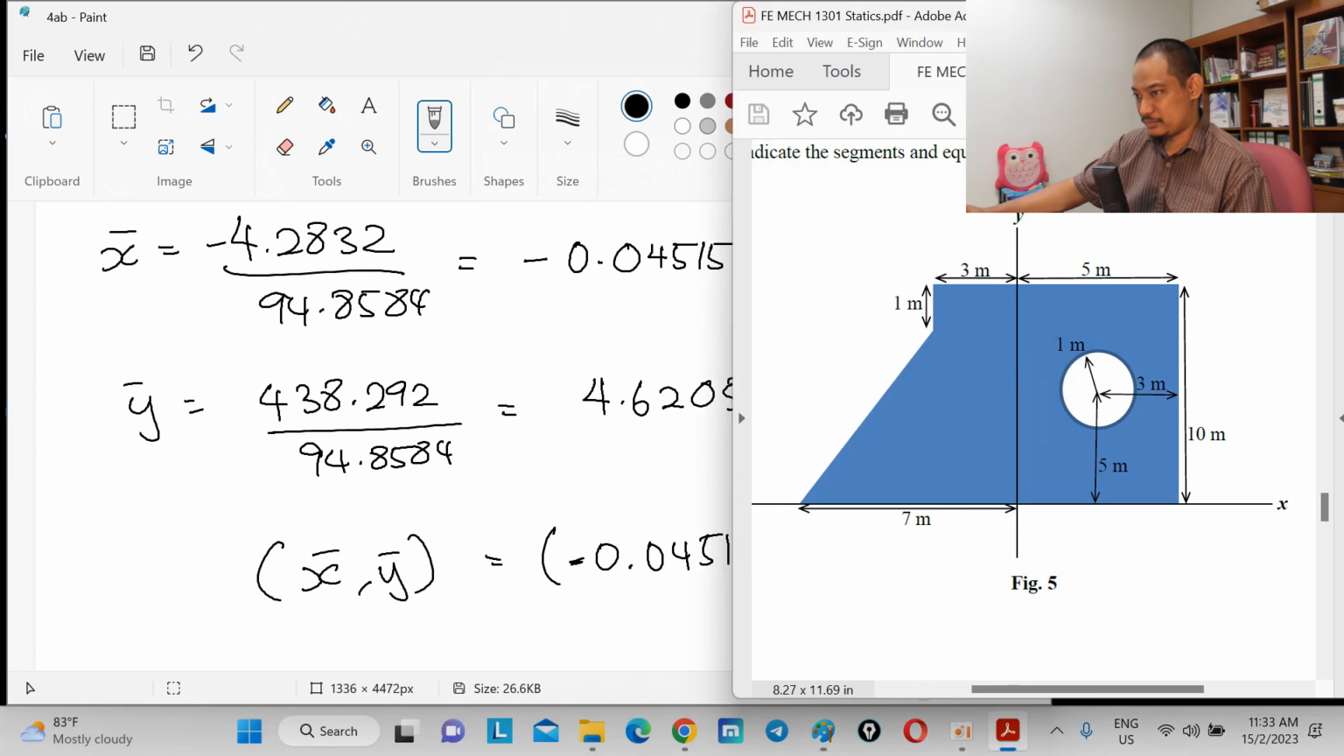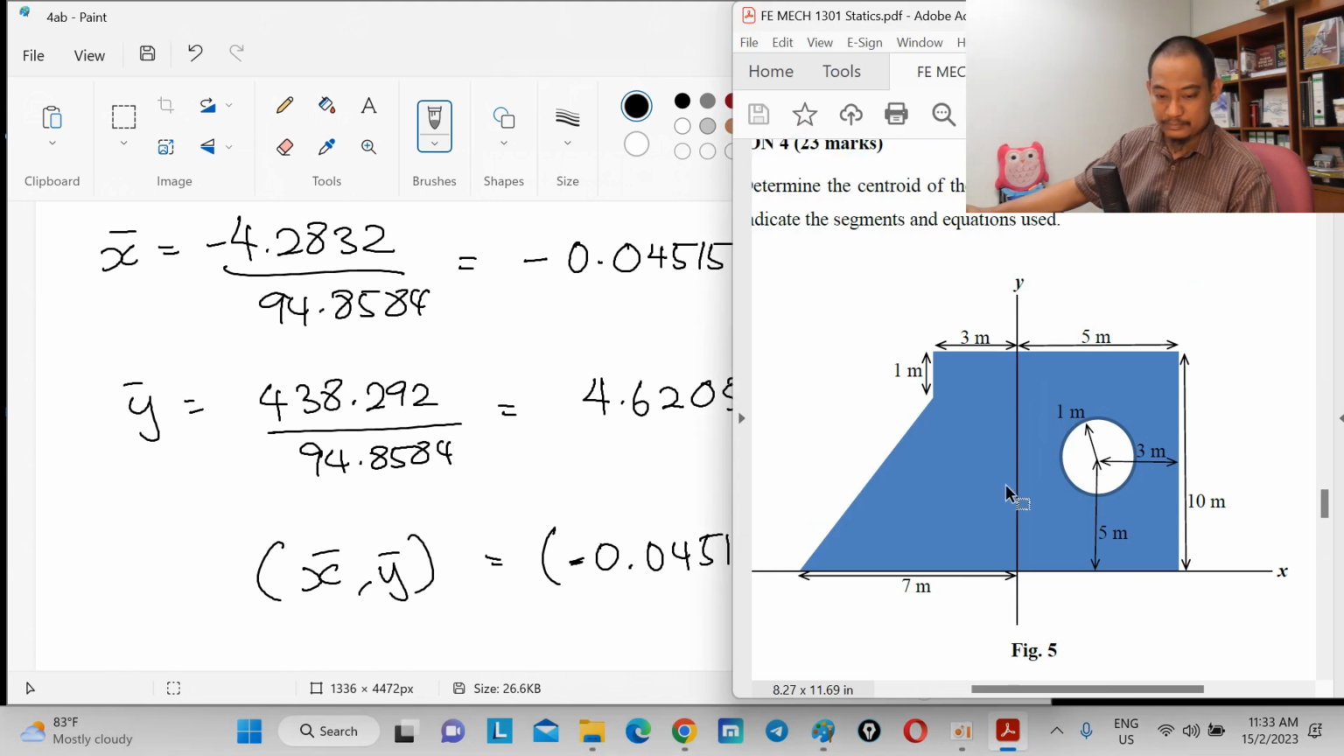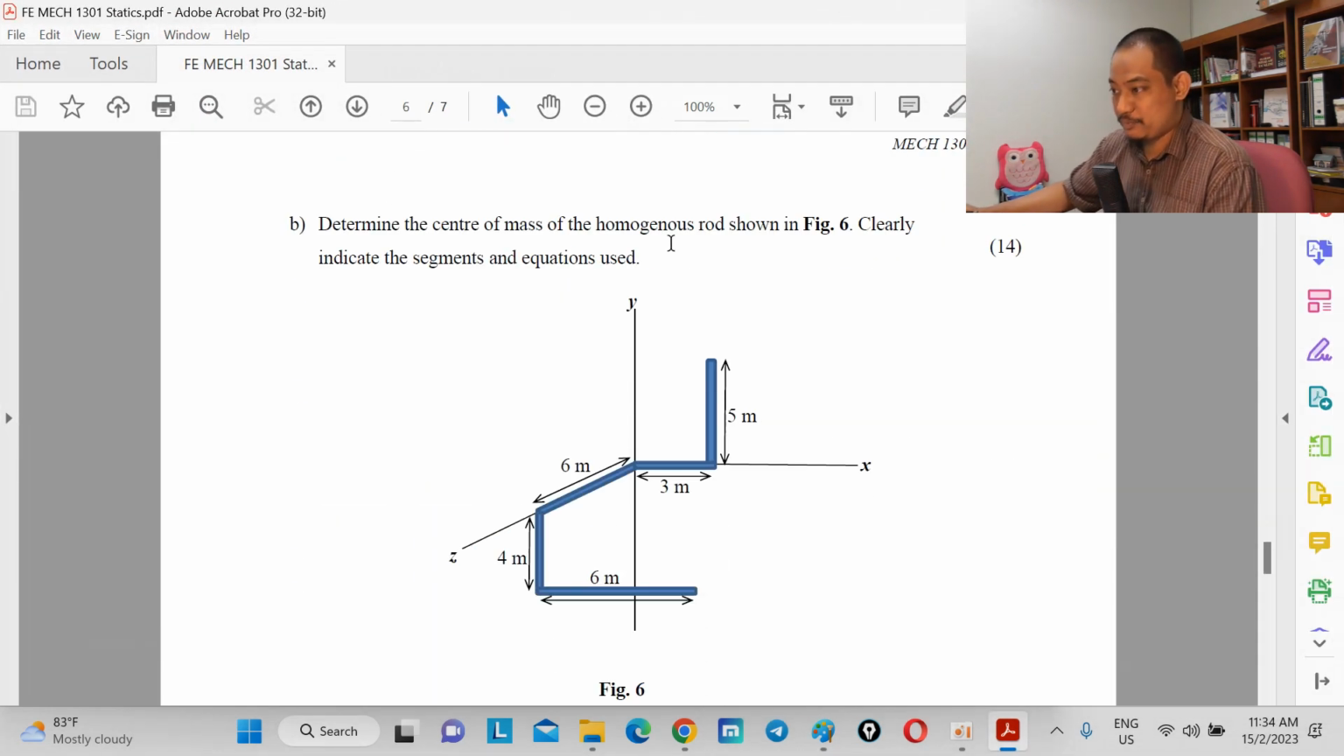So moving on to question B. Determine the center of mass of the homogeneous rod shown in figure 6. Clearly indicate the segment and equation used. Now in this case, it's basically a line, so it's a composite of lines, right? It doesn't have any dimension mentioned, so you just consider it as a line.